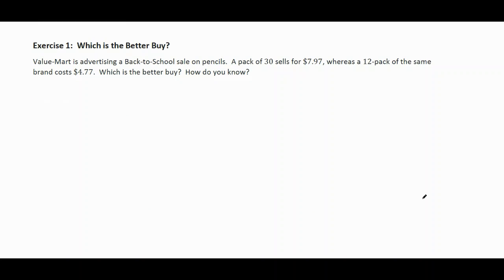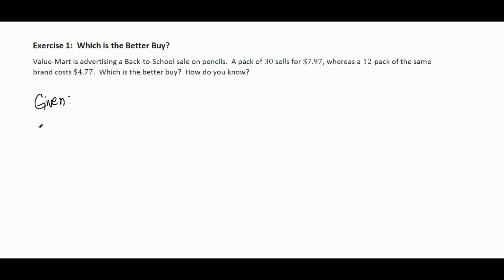All right, so it says here Value Mart is advertising a back to school sale on pencils. A pack of 30 sells for $7.97, whereas 12 packs of the same brand cost $4.77. Which is the better buy? So for us to identify that, let us identify the given.